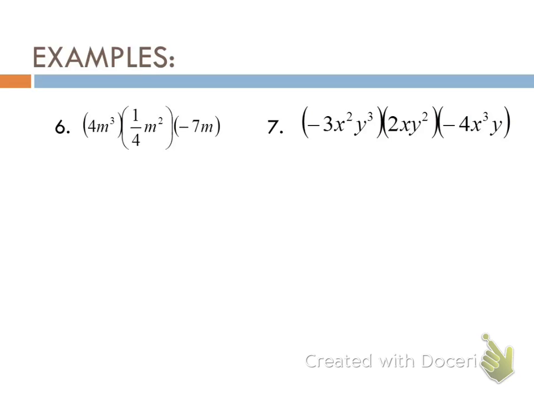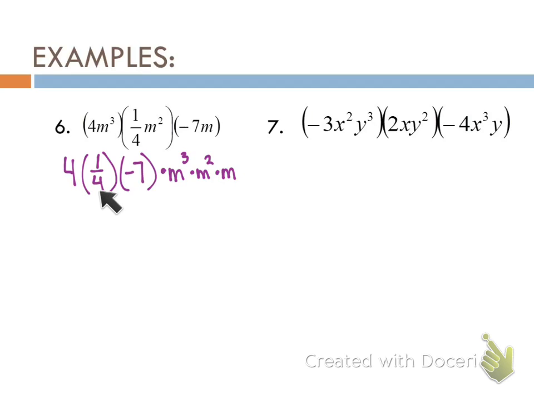So, again, you do not have to rearrange them. I'm going to rearrange number 6 so that I can see the like pieces that get multiplied together. So I know that I'm going to take 4 times 1/4 times negative 7. All of those coefficients get multiplied together. And I know I'm going to take m cubed times m squared times m. Multiplication's always commutative, so if that's our only operation, we can rearrange it into whatever order we want to multiply.